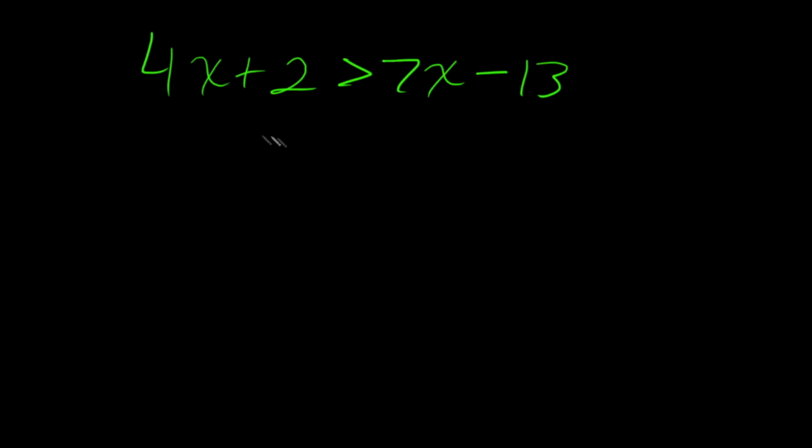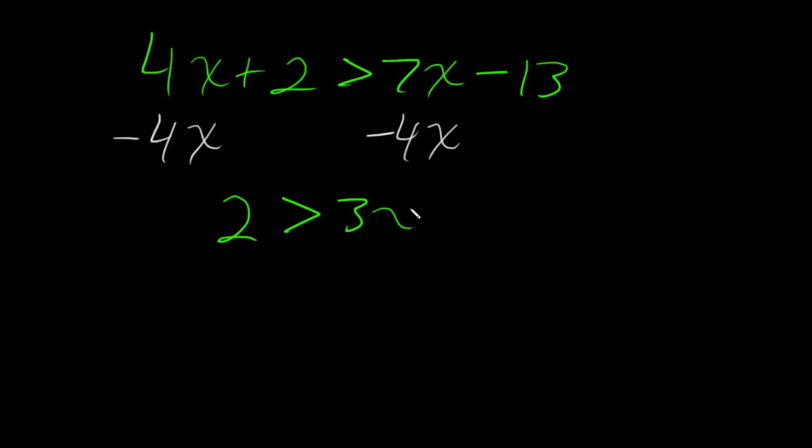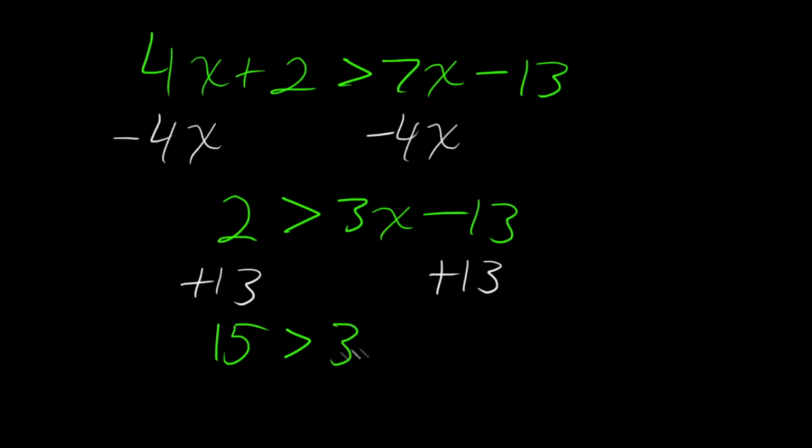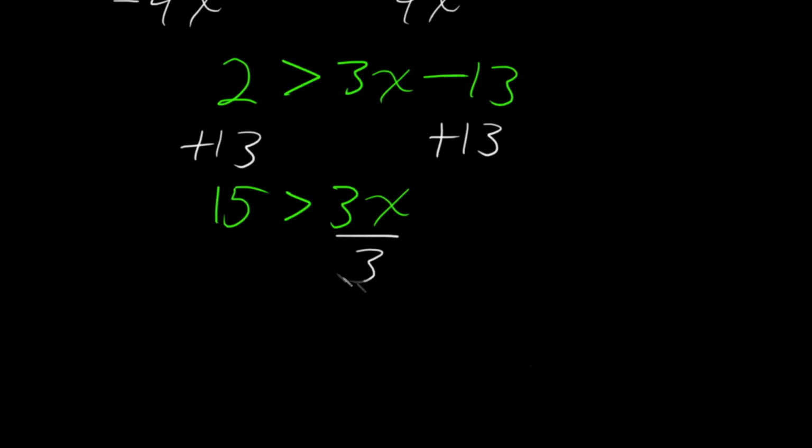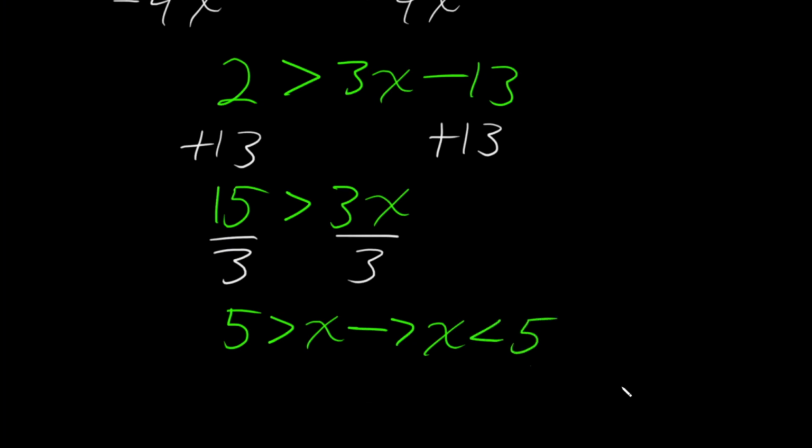Now let's see what would happen if we move the x's to the right side. This time we'll subtract 4x from both sides. We have 2 is greater than 7x minus 4x, leaves us with 3x minus 13. Now we'll need to add 13 to both sides. And that gives us 15 is greater than 3x. We'll divide both sides by 3. And now we have 5 is greater than x, which is the same as x is less than 5. So we got the same result.